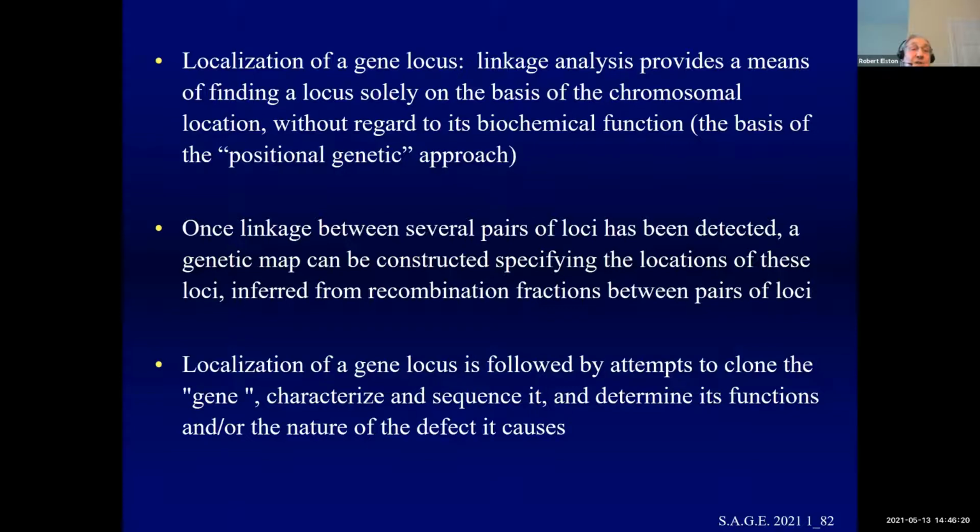Localization of a gene locus is followed by attempts to clone the gene and characterize or sequence it and determine its function and/or the nature of the defect it causes. But remember, we don't clone genes, we clone alleles. So for those people who talk about the ABO gene, there's no way you can clone the ABO gene. All you can clone are the particular alleles.